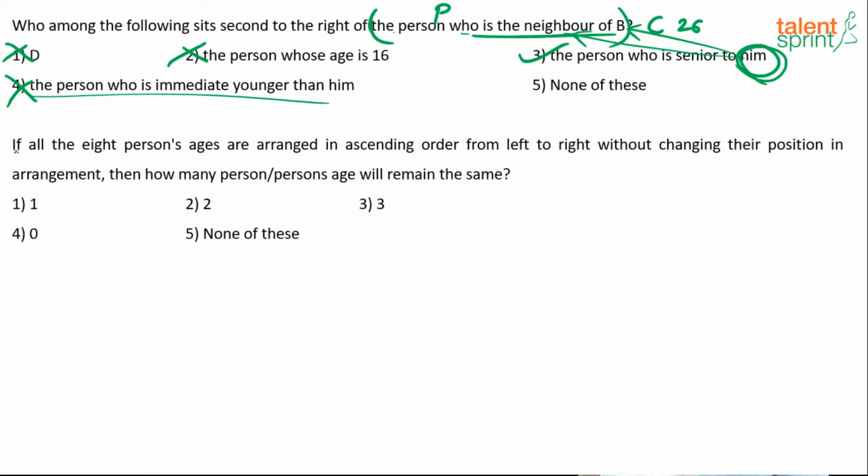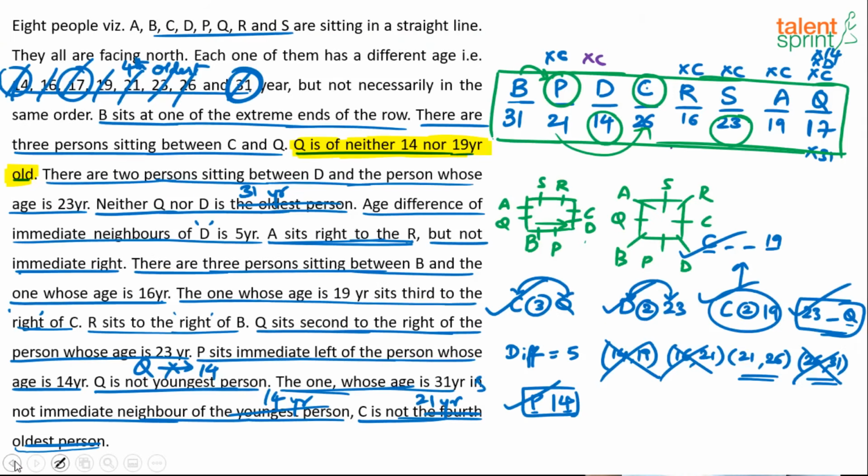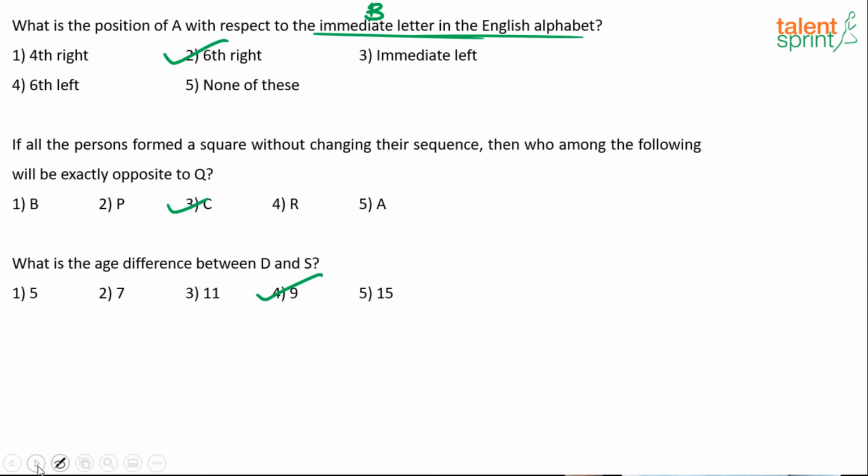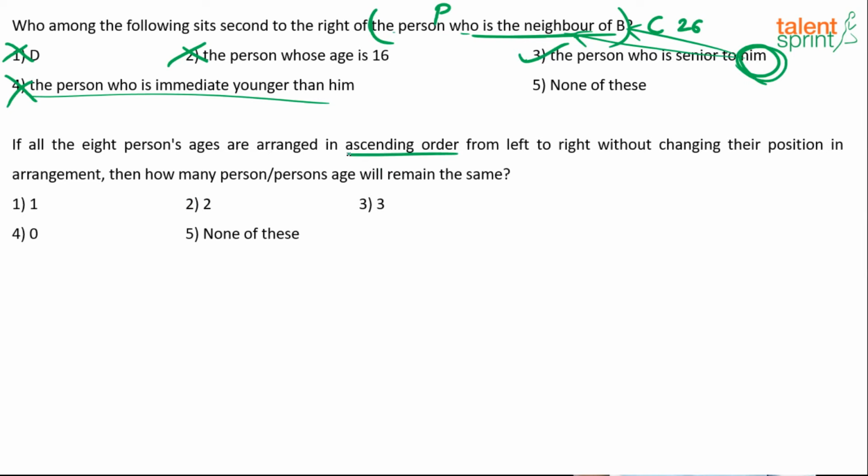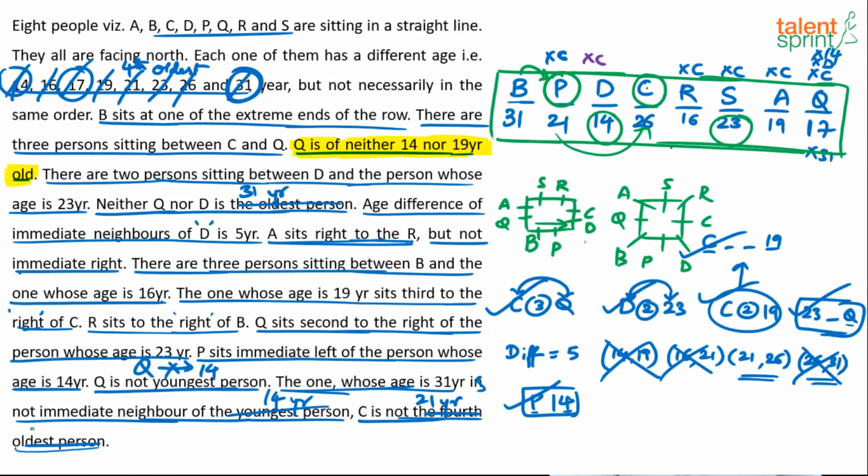Next one. If all the 8 persons' ages are arranged in ascending order from left to right without changing their position in the arrangement, then how many persons' age will remain the same? Simple. So you know what needs to be done, right? Arrange the ages in ascending order without changing their positions. So arrange in ascending order, what happens? It starts with 14, right? So 14, 16, 17, 19, 21, 23, 26, 31.